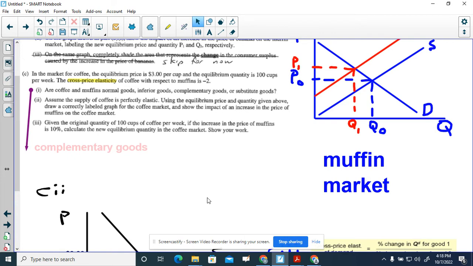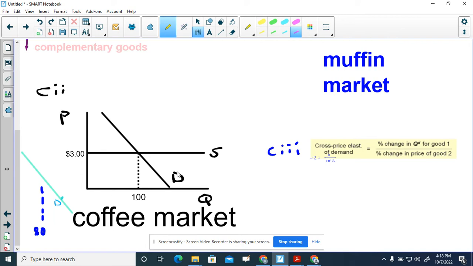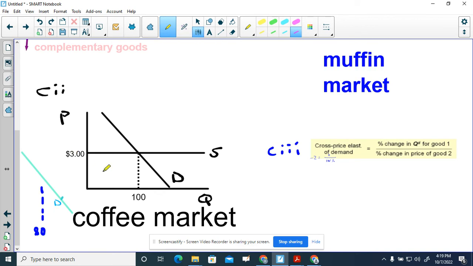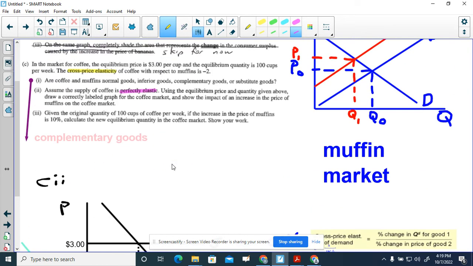All right. C2: assume the supply of coffee is perfectly elastic, which is weird, but okay. Using the equilibrium price and quantity given above of $3 a cup and 100 cups, draw a correctly labeled graph for the coffee market, and show the impact of an increase in the price of muffins on the coffee market. So I'm going to do this part. We're going to look down here at my coffee market. I have a downward sloping demand curve and a perfectly flat supply curve, because they asked me to do this with a perfectly elastic supply curve. So that's what I'm doing. I got $3 and 100 from the question above, and they asked me to use those quantities.